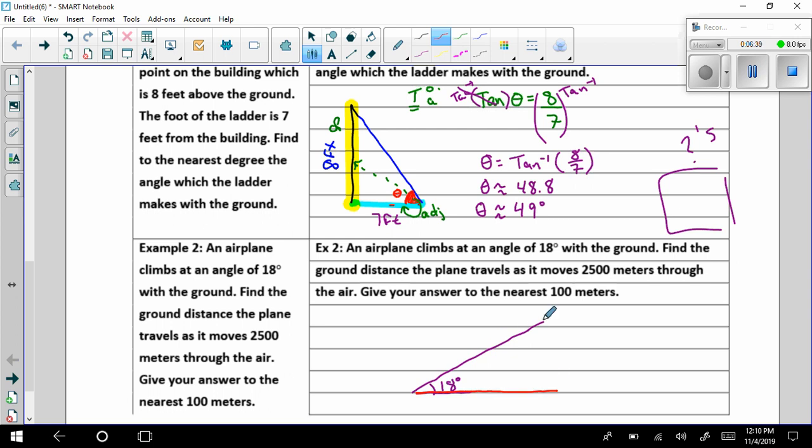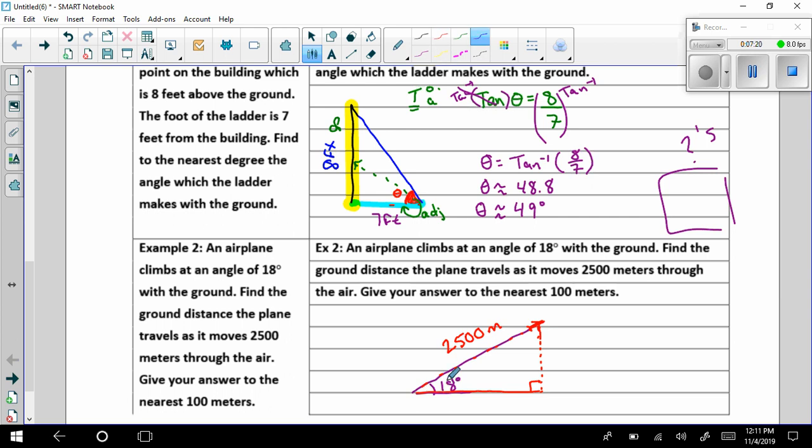It's telling us the plane itself, so you have like your little airplane, it's flying through the air. It has covered a distance of 2,500 meters. So that's this distance that the plane has actually gone. It wants to know how far, if we were driving underneath it, would that actually be, the ground distance. And we don't know the height or its altitude either. But there's your right triangle that it forms.